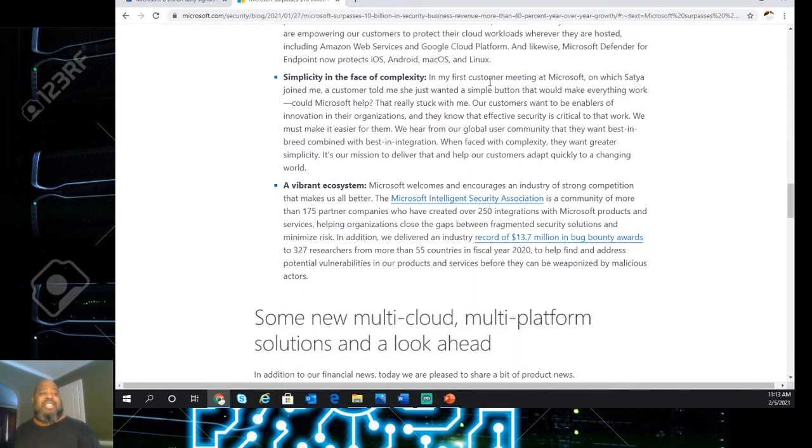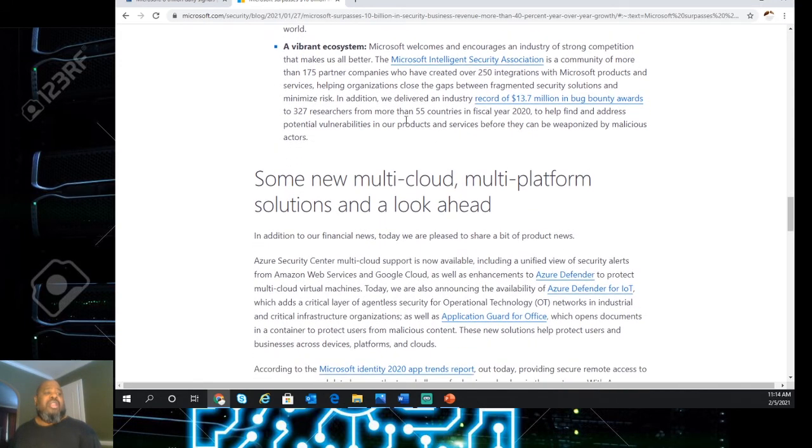Simplicity in the face of complexity. Our customers want to be enabled to innovate in their organization. They know that effective security is critical to their work. We make it much easier for them. We hear from a global user community that wants best in breed combined with the best in integration. They have a vibrant ecosystem. The Microsoft Intelligent Security Association is a community of more than 175 partner companies who created over 250 integrations with Microsoft products and services and help organizations close the gap between fragmented security solutions and minimize risks.